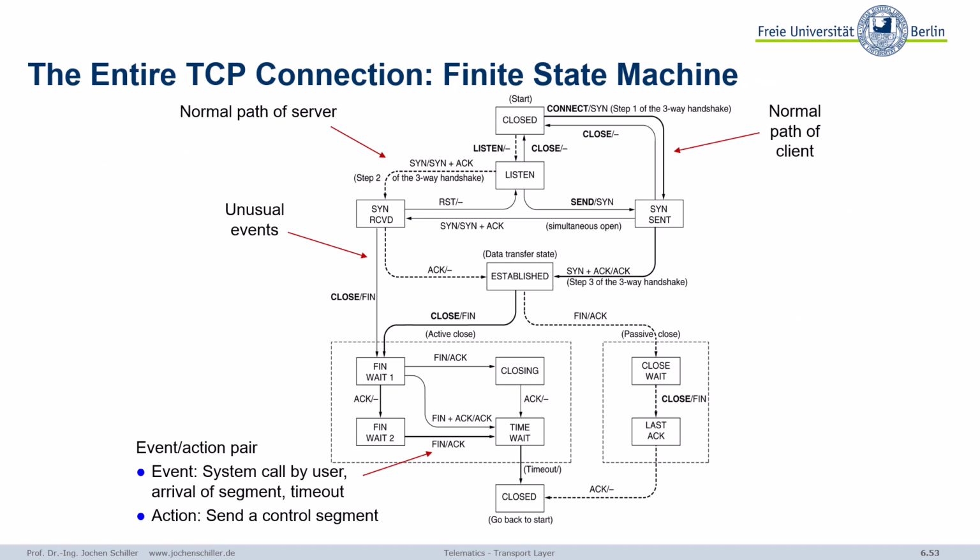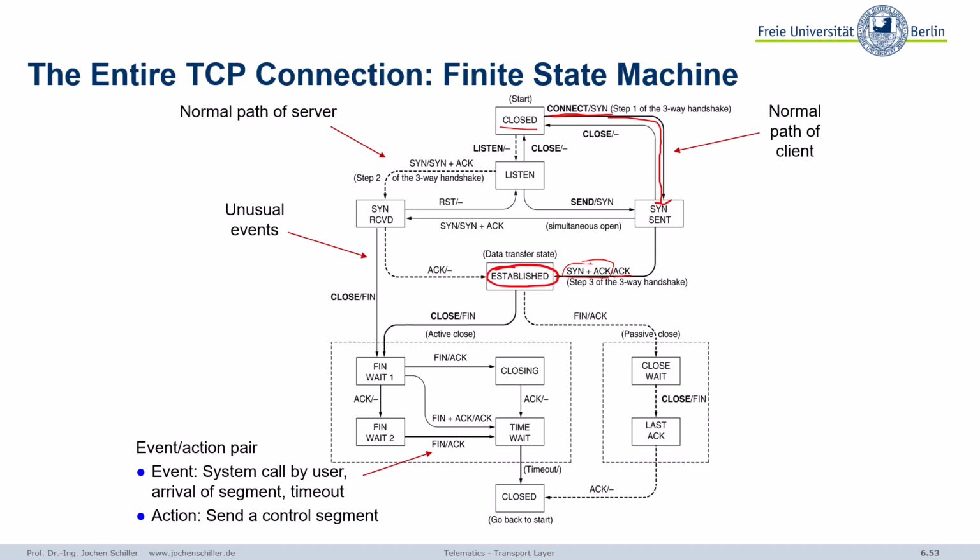Looks confusing. It's not really that confusing. So if you are a client, you can follow the path. We started with closed. Then the application says, please connect to a certain server. That's our step 1 of the three-way handshake. We go over to this. And then hopefully the server answers with a SYN-ACK. We send the acknowledgement and we are in the established state.